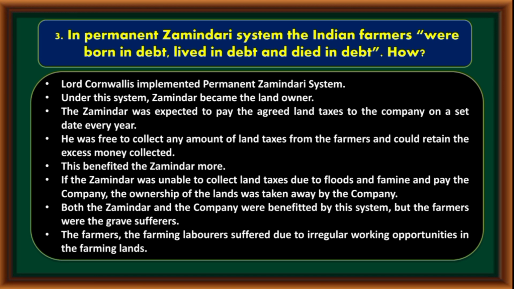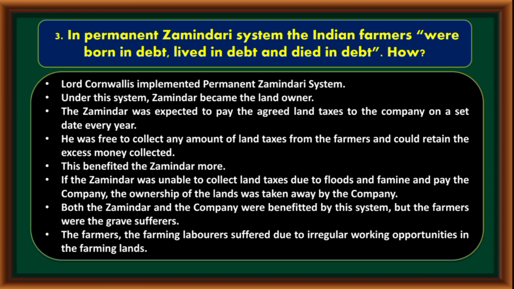In permanent Zamindari system, the Indian farmers were born in debt, lived in debt and died in debt. How? Lord Cornwallis implemented permanent Zamindari system. Under this system, Zamindar became the landowner. The Zamindar was expected to pay the agreed land taxes to the company on a set date every year. He was free to collect any amount of land taxes from the farmers and could retain the excess money collected. This benefited the Zamindar more.